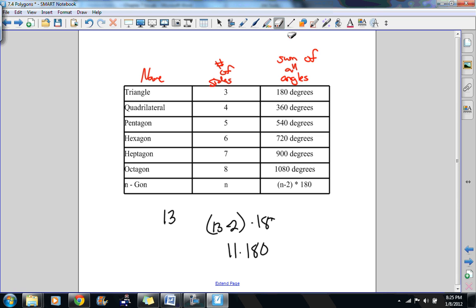We would do 180 times 11. 0, 0. That's where I made the mistake. I caught it on my own here. 8, 1, there we go. 0, 0, 8, 1. Alrighty. 1980. There you go. It would have 1,980 degrees as the sum of all the interior angles. Alrighty.